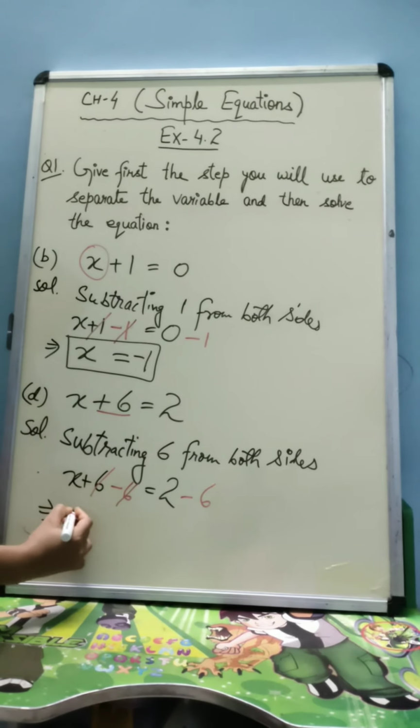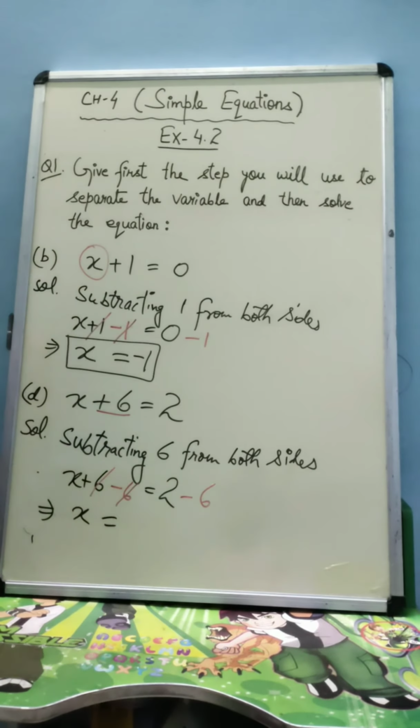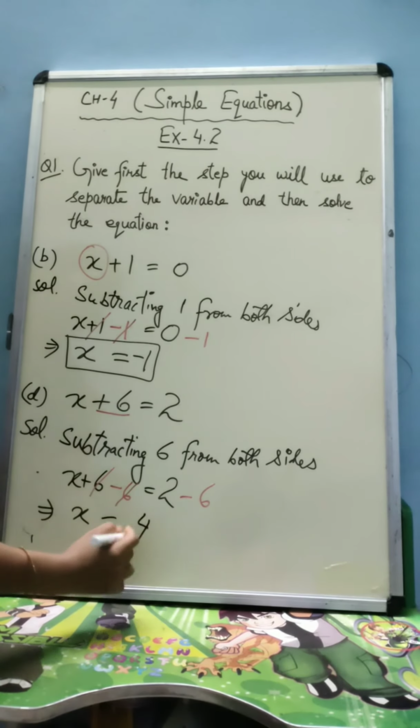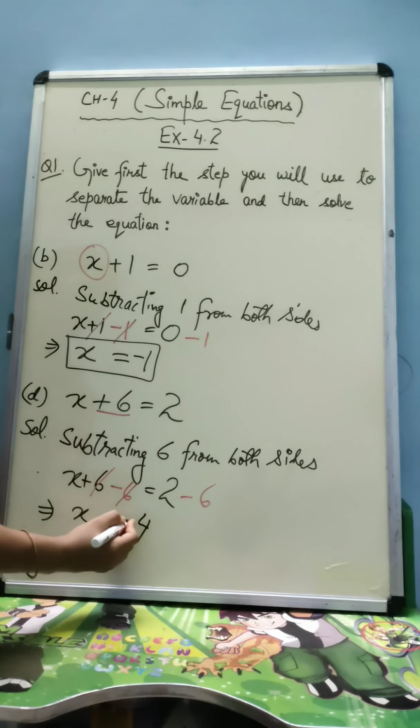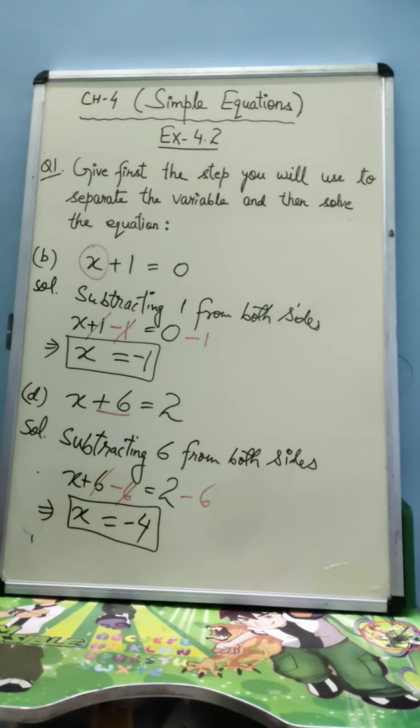So what will we get here? Only x. And in the RHS, 2 minus 6, how much? 2 minus 6 is 4, and the bigger number is 6, so it will have a minus sign. So the required answer is x is equal to minus 4. So students, I hope all these 4 parts are clear to you all.